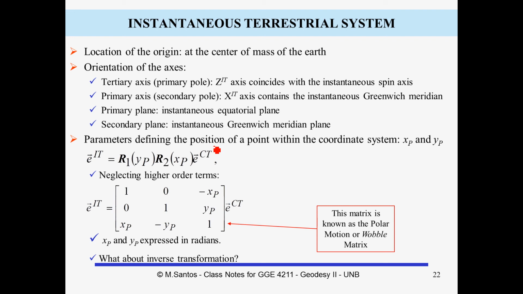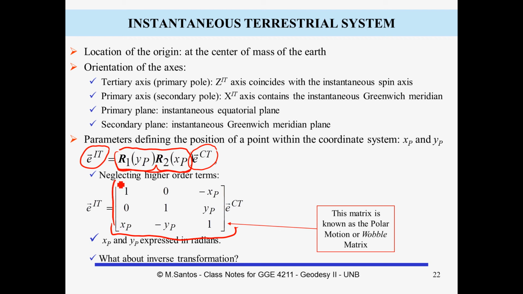Here is how a unit vector towards a target in the conventional terrestrial system (CT) relates to the unit vector in the instantaneous terrestrial system (IT). We have the two rotation matrices. There is no polarity because both are right-handed, and the elements are the Earth rotation parameters. We can develop these two rotation matrices and arrive at one expression like that.